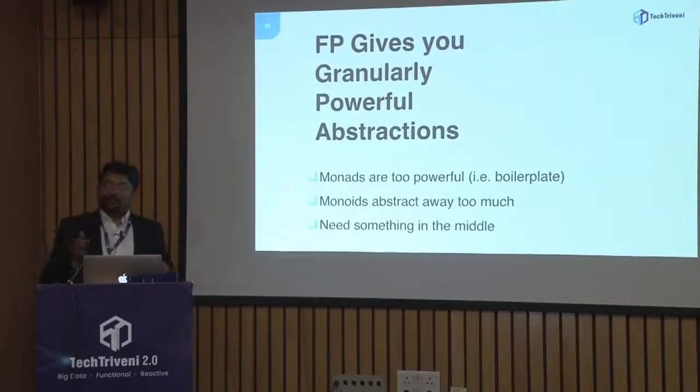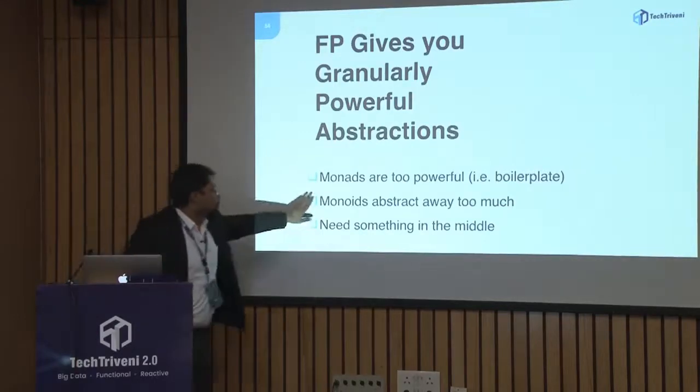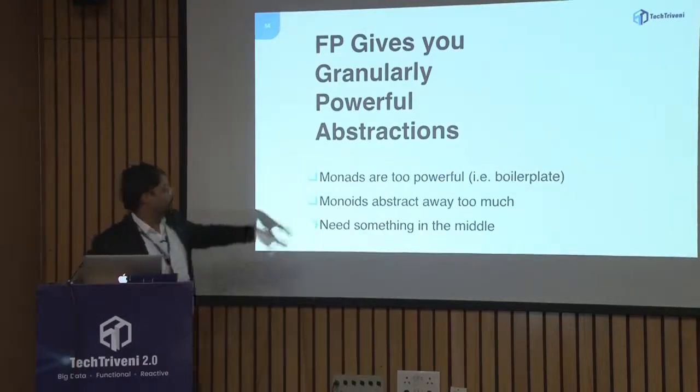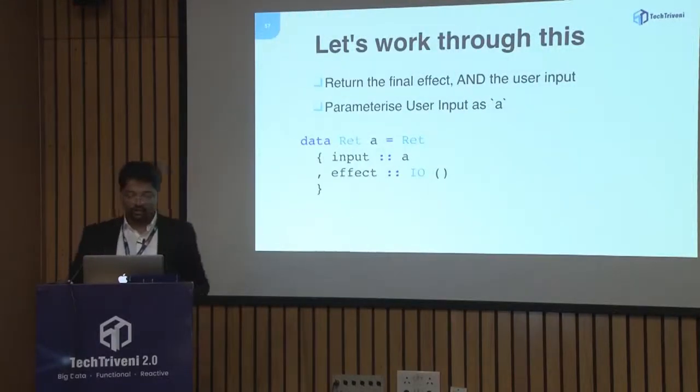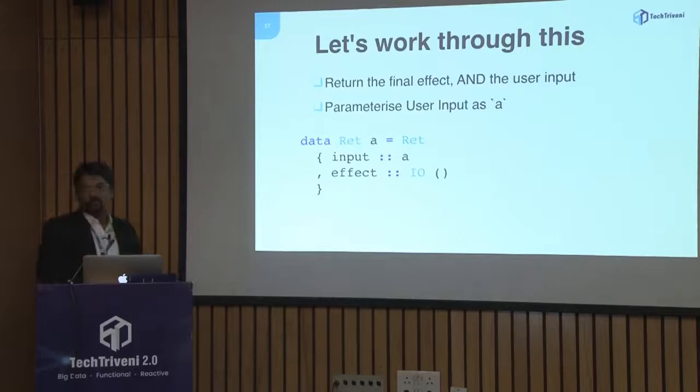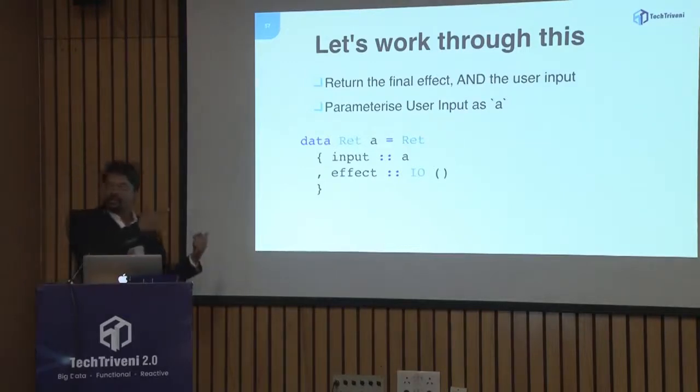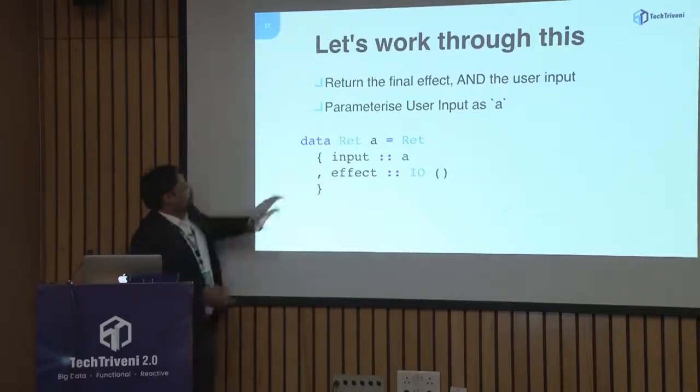But FP gives you granular abstractions, right? So monoids are too simple for us. They don't do everything. Monads are too complex. We don't want to do that because, again, it has that reordering effect. So let's work through this. How would you do it as an FP programmer, right? Even I didn't know the answer when I started writing this.